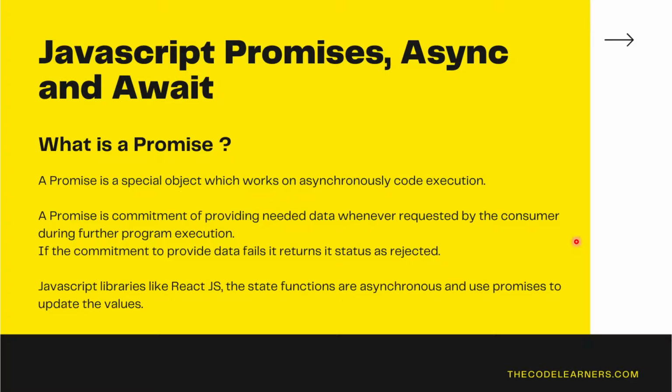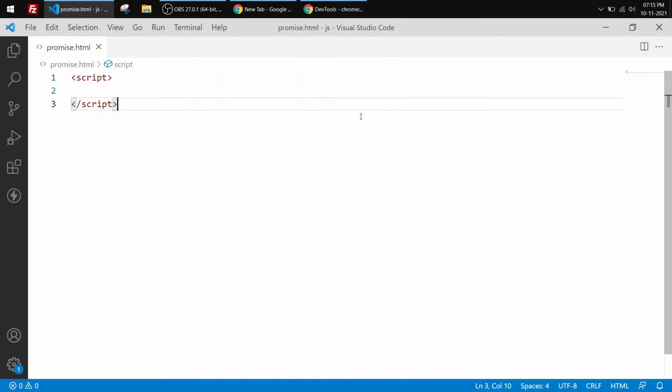execution. If the promise commitment is done, then the status is marked as fulfilled, and if for some reason the promise gets rejected, then another exception is thrown, and the status is marked as rejected. Most of the modern frameworks like React.js and AngularJS use promises to update states asynchronously. Now I'll show you how you can create a promise.